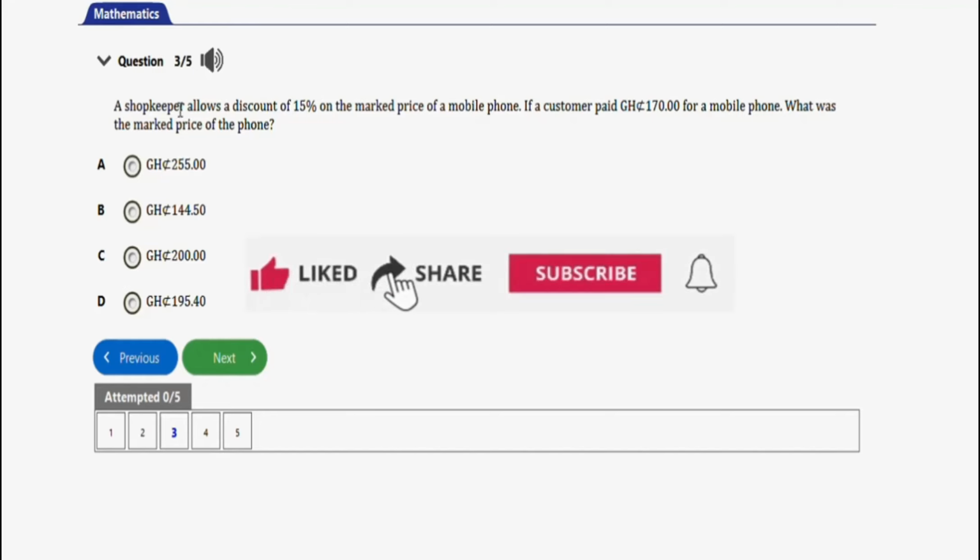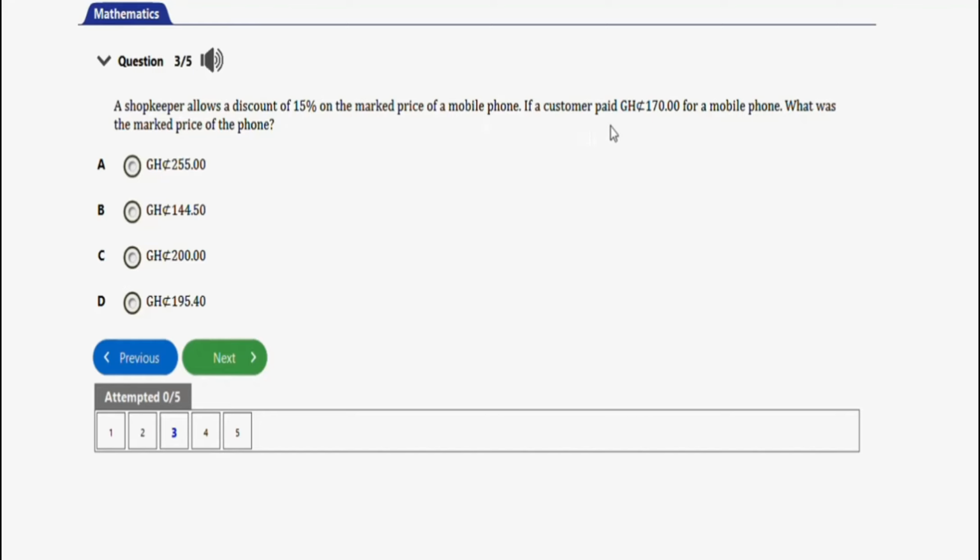This question says the shopper allows a discount of 15% on the market price of a mobile phone. If a customer paid 170 Ghana cedis for a mobile phone, what was the market price of the phone? So note that in this question, the market price is the normal price. All right, so we don't know the market price, so we're going to call it X.